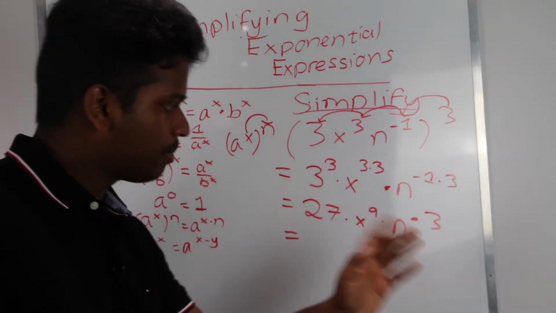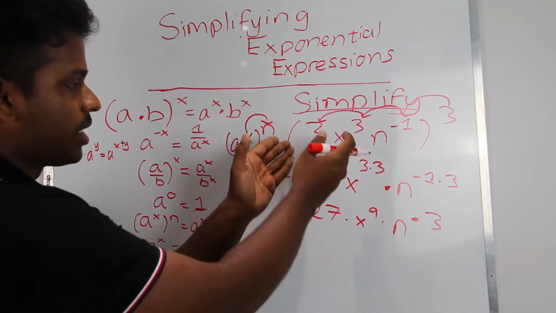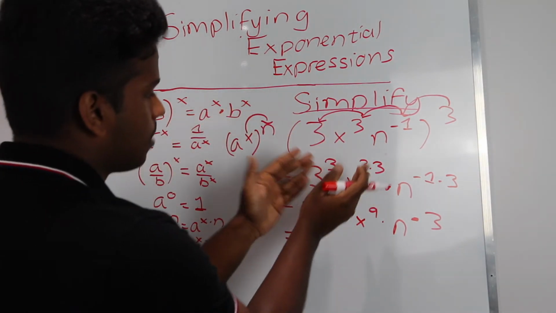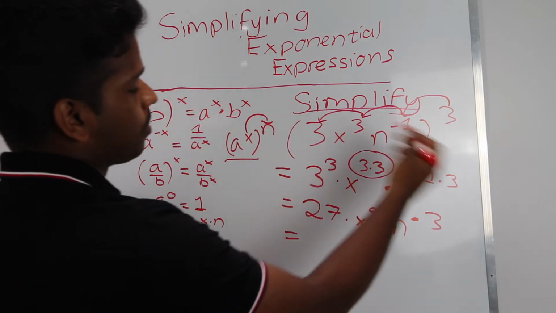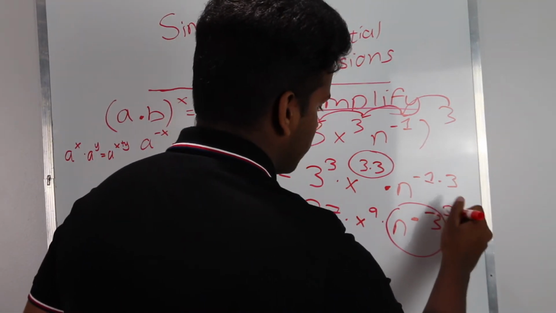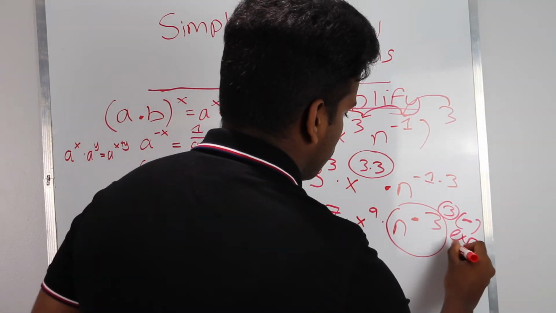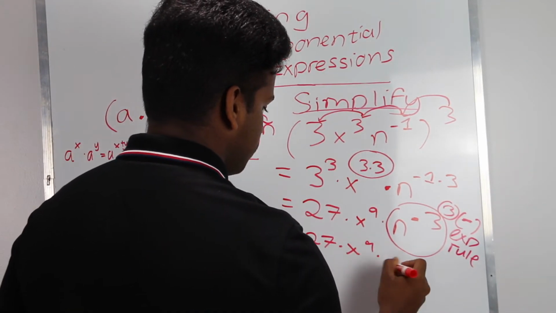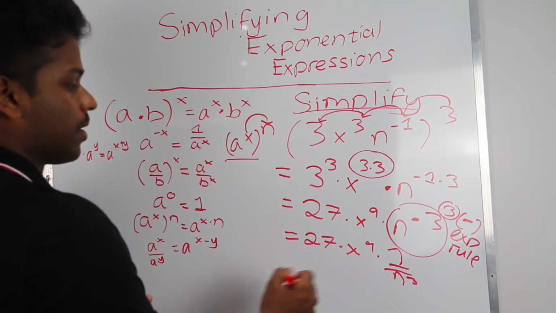Now we could just multiply it, but there's one more step. As we simplified, we first had the power of a product rule, then the power to a power rule, so we multiplied the exponents. Once we did that, we have a third rule to apply, which is the negative exponent rule, or negative power law. So 27 times x to the power of 9 times, we take the reciprocal, 1 over n to the power of 3.